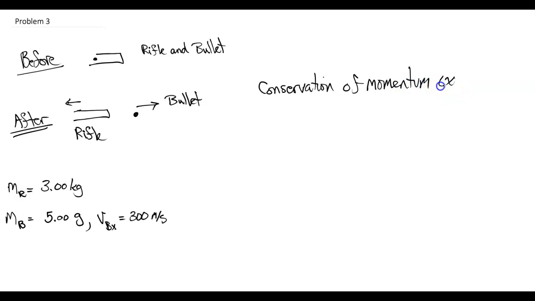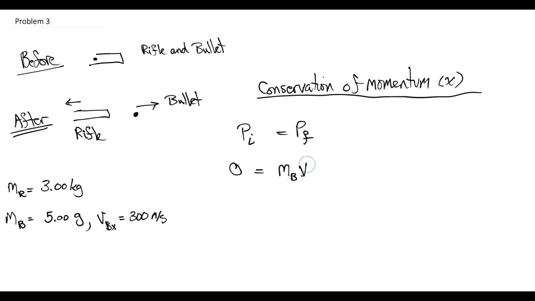And let's use the x direction in this case, since we have only movement in the x direction. So we can say the momentum initially has to equal the momentum finally. Initially we know we have 0, neither the rifle nor the bullet are moving. And then final momentum is mass of bullet times the velocity of the bullet in the x direction plus mass of rifle times velocity of rifle in the x direction.